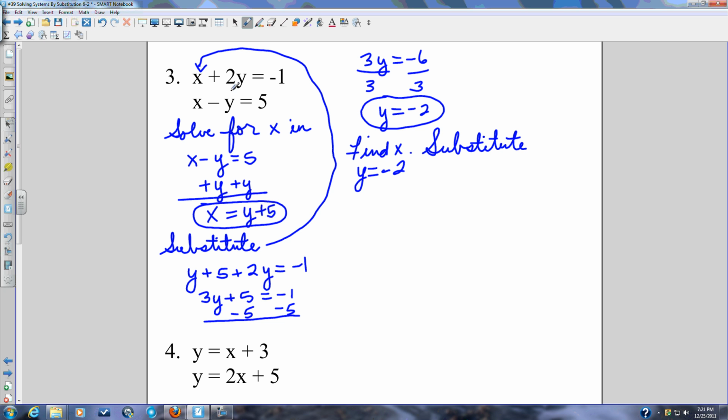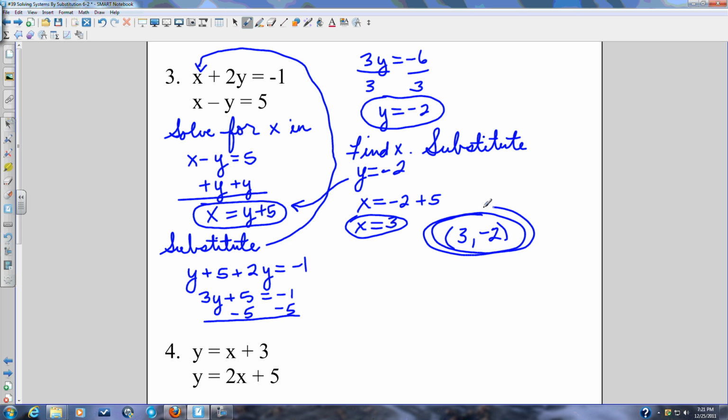Now we can go back to one of the original equations we started with, or we can go to the expression we found, that x equals y plus 5, right in our first step. And I would recommend doing that. So we're going to have x equals -2 plus 5. And that means x equals 3. So we end up with the ordered pair of 3, -2. And that is our solution for the system.